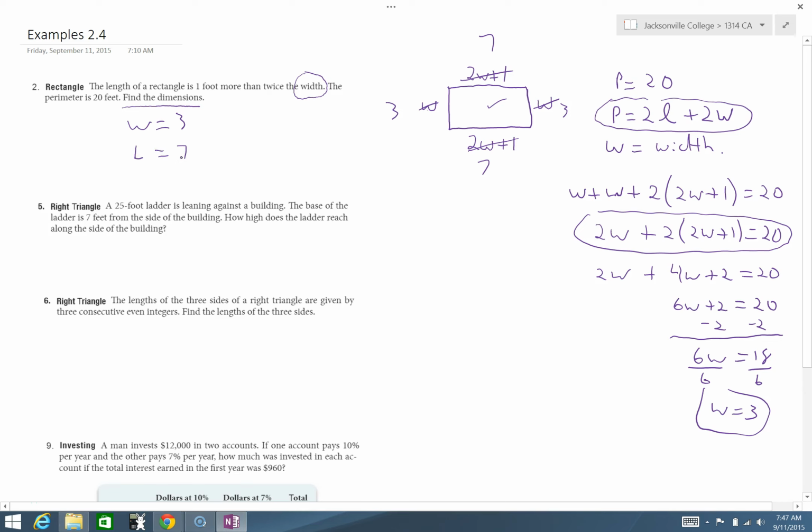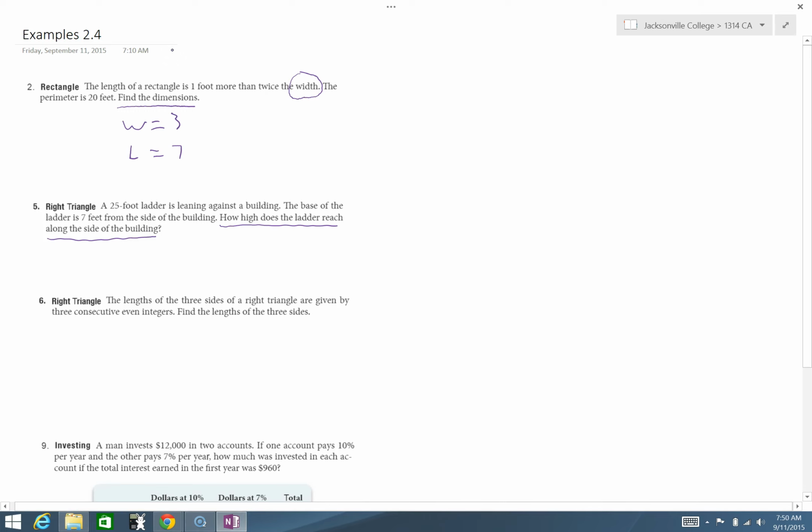Okay. Next, right triangle. I'm beginning reading here, the question sentence. How high does the ladder reach along the side of the building? That's what we're looking for. So we know I need to draw a ladder leaning against the building. There's my building, and here's my ladder over here. What they're trying to drive at when they put a ladder against a building is they want you to draw a right triangle.